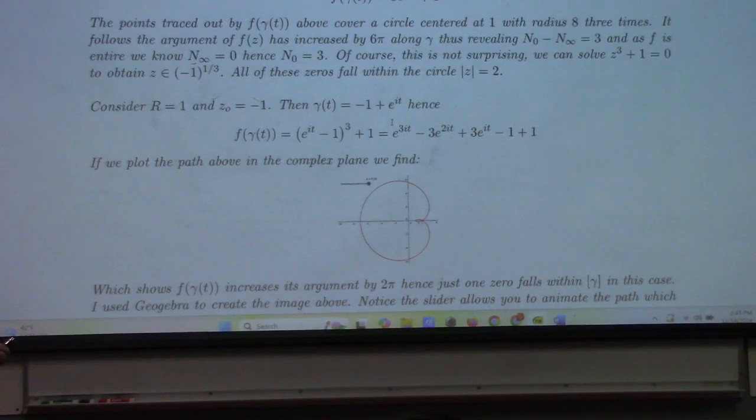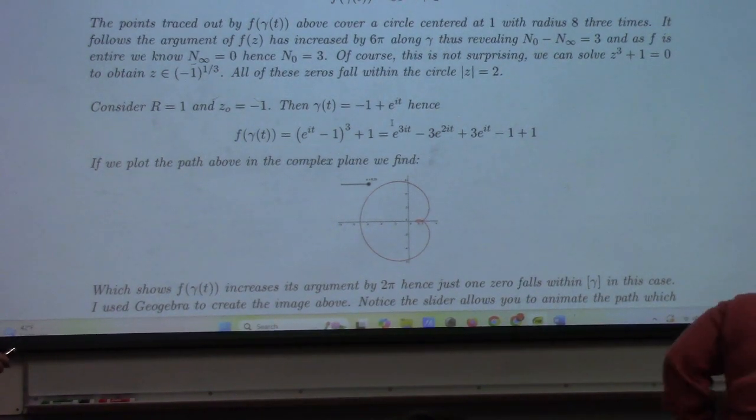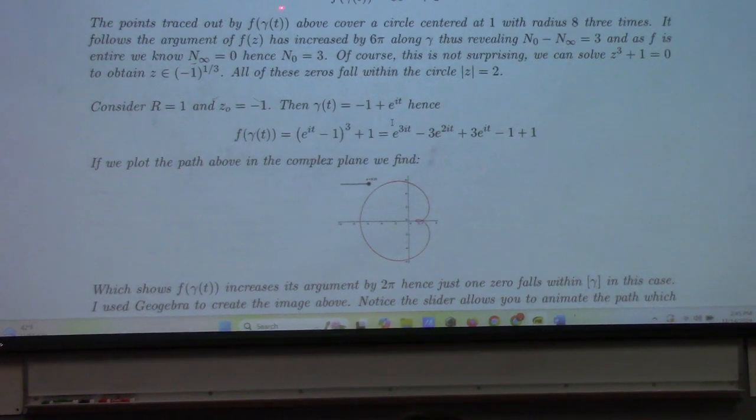I don't know. Whatever. So when I plug in 2e to the it, I get this, right? Then the question is, what kind of path does that trace out? This one's a little bit easier to analyze than the previous one that I have covered up on the board right now. So I say that this point covers a circle centered at 1 with radius 8 three times. I guess that's actually fairly obvious, right? The center's 1, and we're going plus 8 e to the it, so it just goes around the circle 1, 2, 3 times.